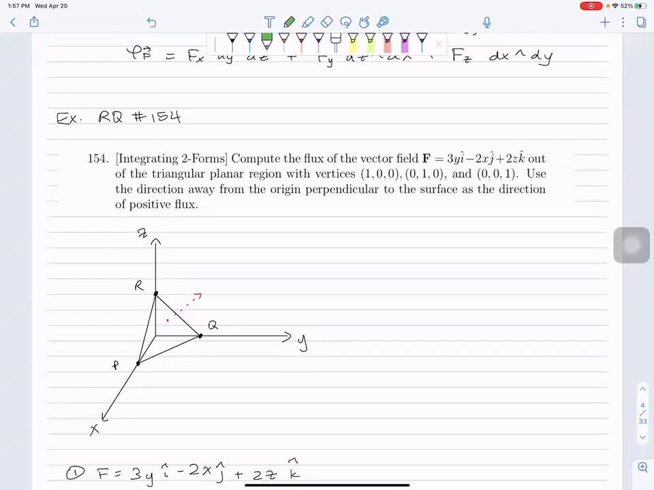Okay, so we have this question. The first thing we always want to do, no matter what, is parameterize something. So there's a three-step process. First, we parameterize our surface so that we can find dS. Second, we rewrite our function, and I'm going to do it in the forms language, so rewrite F as a two-form. And then third, we follow the formula.